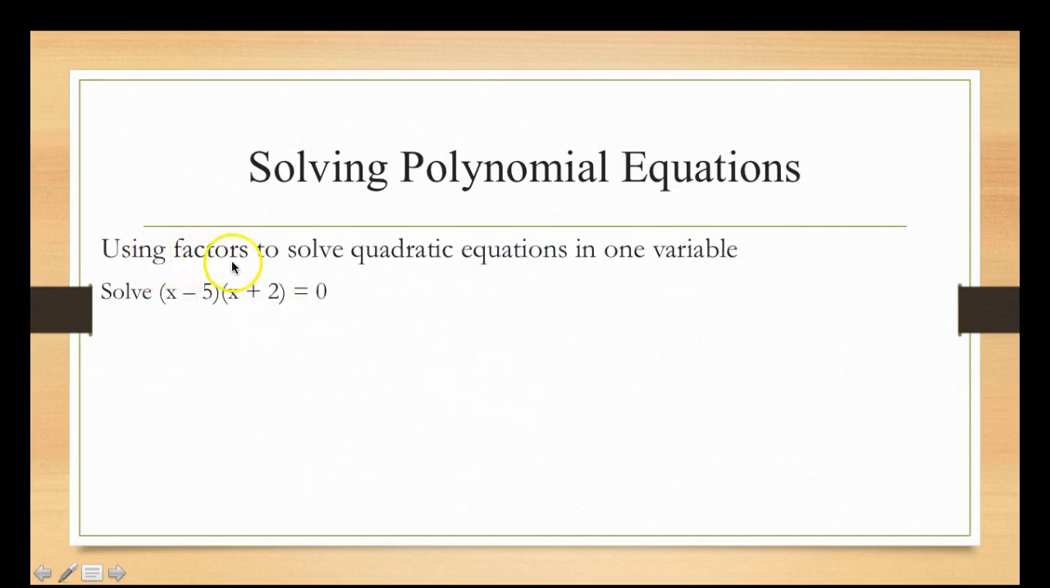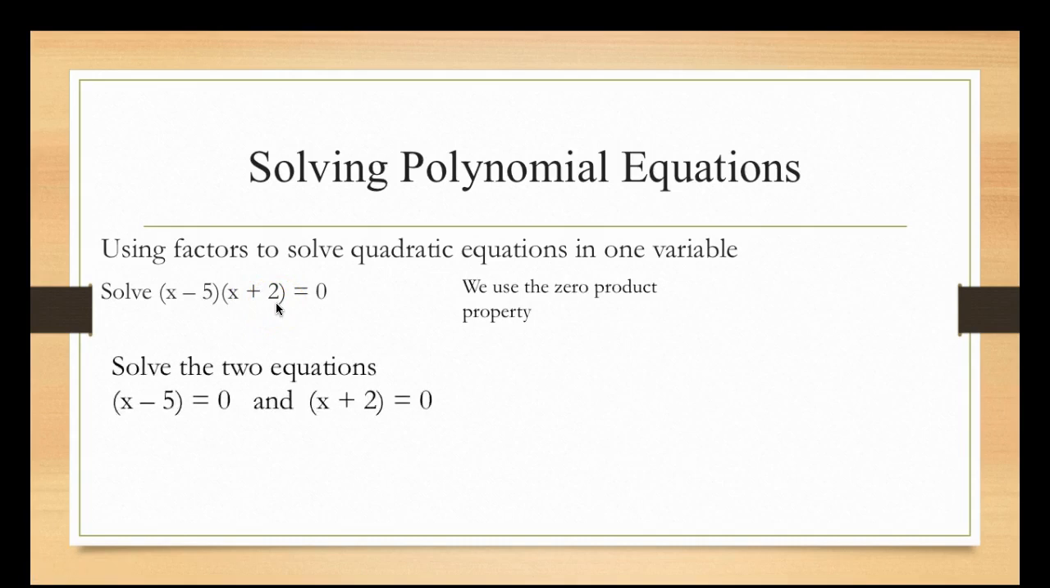So, using factors to solve quadratic equations in one variable. If I have this equation and it's set equal to 0, that means one of these two factors must equal 0. Either x minus 5 equals 0 or x plus 2 equals 0. So when I solve for x in both of these equations, I end up with x equals 5 and x equals negative 2.